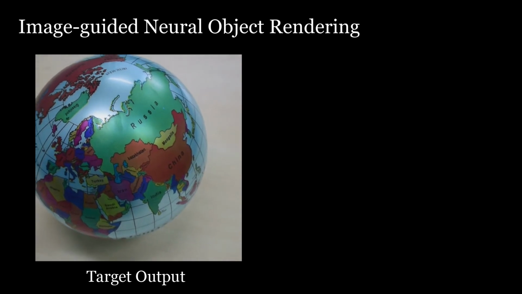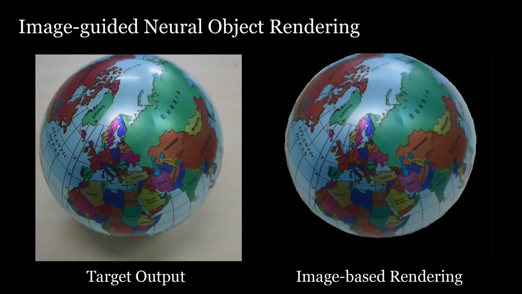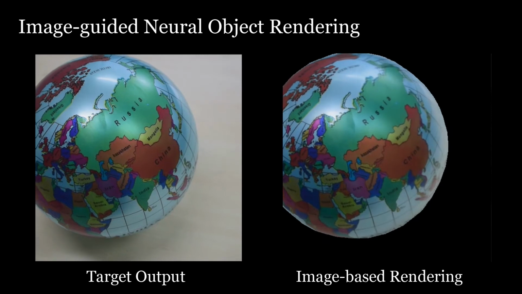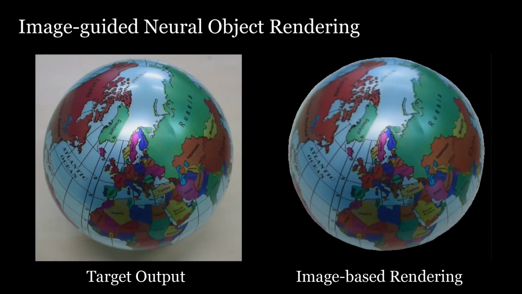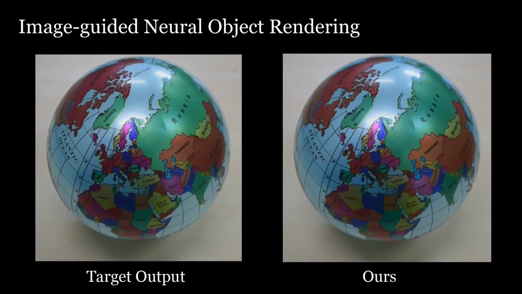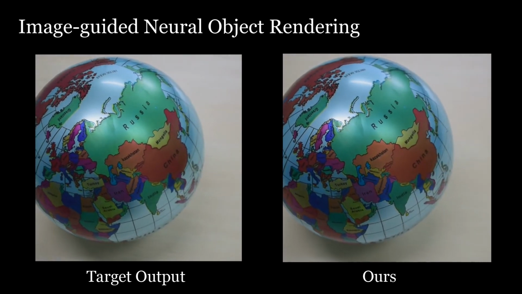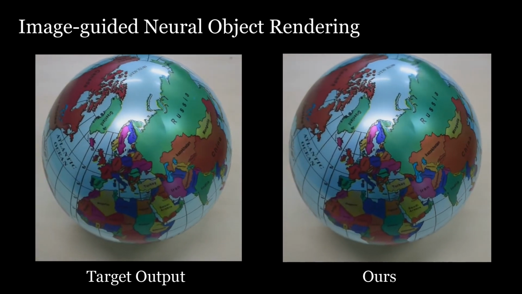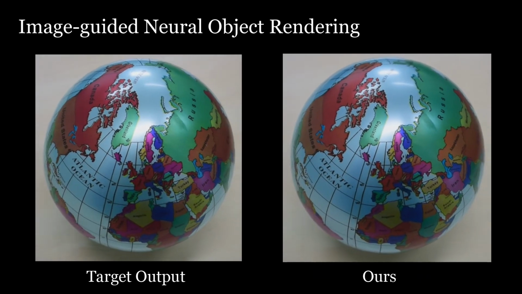A naive image-based rendering approach using frames from the recorded sequence leads to flickering artifacts. In contrast, our approach generates a realistic-looking image with temporally smooth view-dependent effects with the same input as the IBR method.